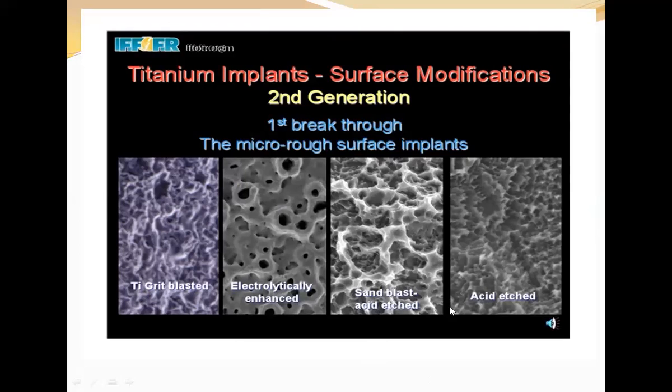Then only you can do the acid etching. So whenever you are preparing the implants, you just see what they have done with this implant, whether they are HLA implants or only they are doing electrolytic enhancement or acid etching or titanium grit blasting, whatever they are doing. But you must prefer these sandblasted acid etched implants, means HLA implants. What does it do with your implants?